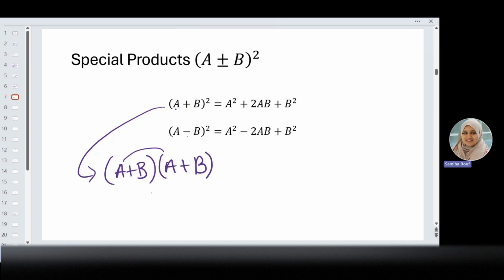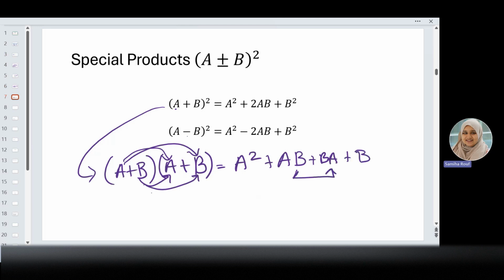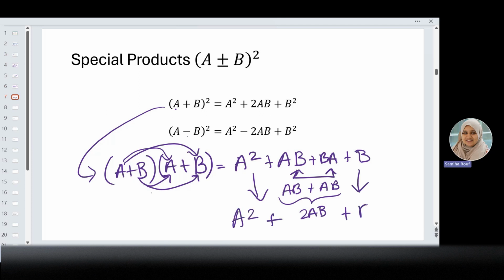So what would we do? We would do A times A to get A squared. Then we do A times B to get AB. Then we do B times A to get BA. Then we do B times B to get B squared. Now going back to lecture 1, A times B and B times A are the same thing because you're just multiplying and switching around the terms. So essentially this is just AB plus AB. This becomes 2AB. So you end up with A squared plus 2AB plus B squared.